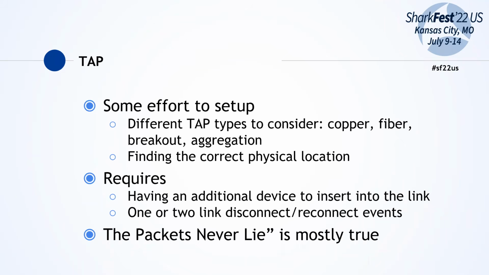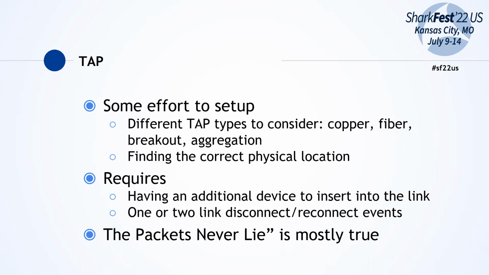So yeah, copper taps are the most common ones, but if I can, I prefer to tap in fiber because they don't need power. Copper taps always need power because they act like an electrical device in your network. All right? So if you're having a tap, then "the packets never lie" is mostly true. It's quite hard to argue against a tap capture, for example in court, because those devices are made for high precision captures. They're giving you the best results you can.